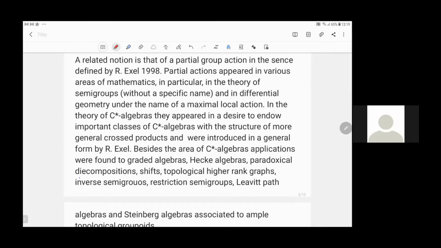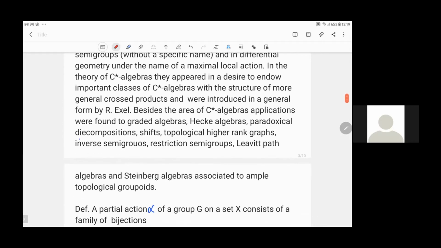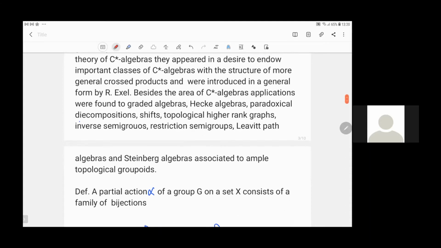So besides the C*-algebras, applications of partial actions were found to graded algebras, to Hecke algebras, to paradoxical decompositions, to shifts, topological higher rank graphs, inverse semigroups, restriction semigroups, Leavitt path algebras, Steinberg algebras associated to ample topological groupoids. In particular, Hecke algebras over fields of characteristic zero are shown to be crossed products by twisted partial actions. Also, Leavitt path algebras and Steinberg algebras are shown to be skew group algebras by partial actions.